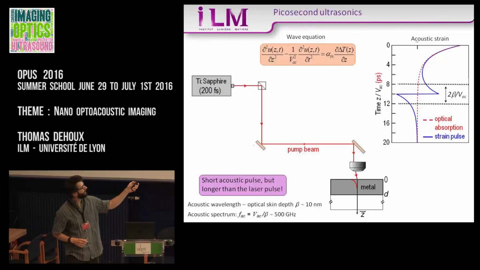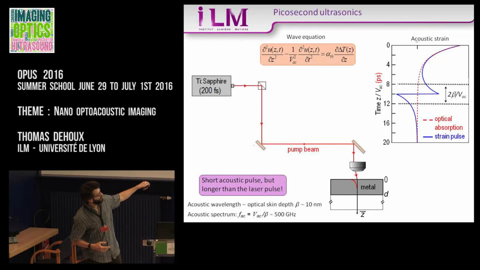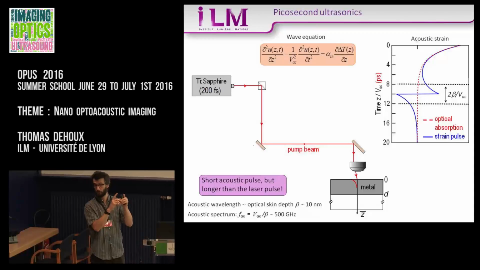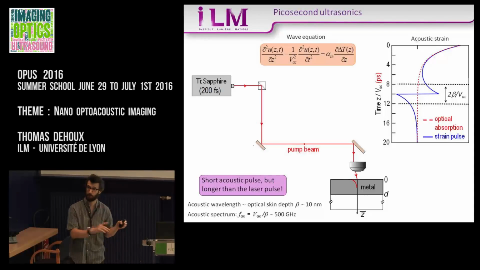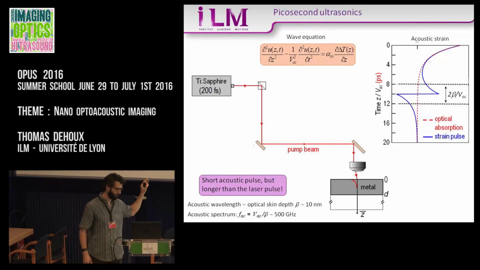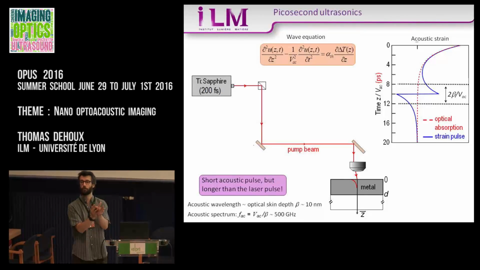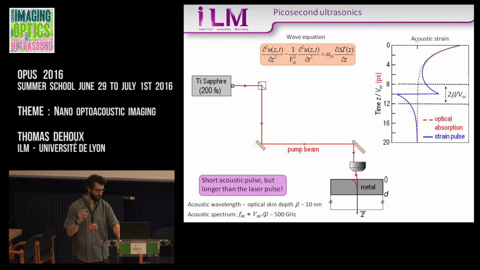So if I compute the wave equation with all these parameters and I plot the acoustic strain as a function of time, I get a pulse here that is only 4 picoseconds wide. This is much shorter than what we have seen before, but it's also much longer than the laser pulse duration. That's why this is not important. The laser pulse duration has no influence here. The acoustic pulse we generate is so short that only the optical skin depth matters. That's the main difference.